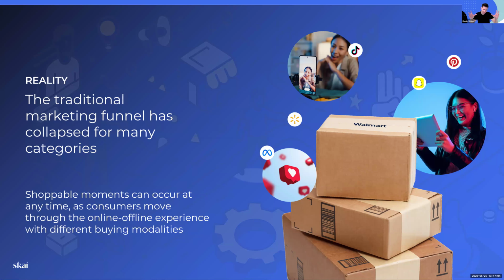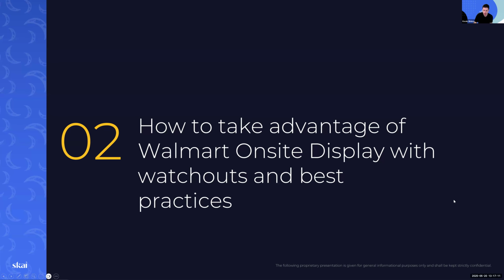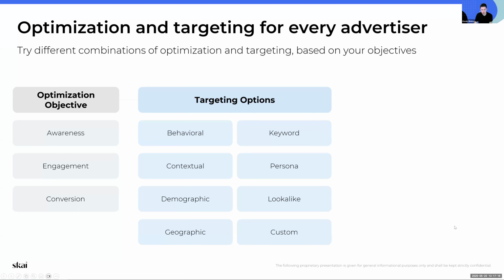So three different ways to approach it, but ultimately, I think you're going to see that there are so many ways to take advantage of this, and we're going to unpack that with some of our watchouts and best practices. We have the liberty to kind of share what we've seen work and how to look at this. So first takeaway in this section is that there are optimization and targeting settings for every advertiser. I literally cannot think of a reason why an advertiser would not run on-site display in their program.